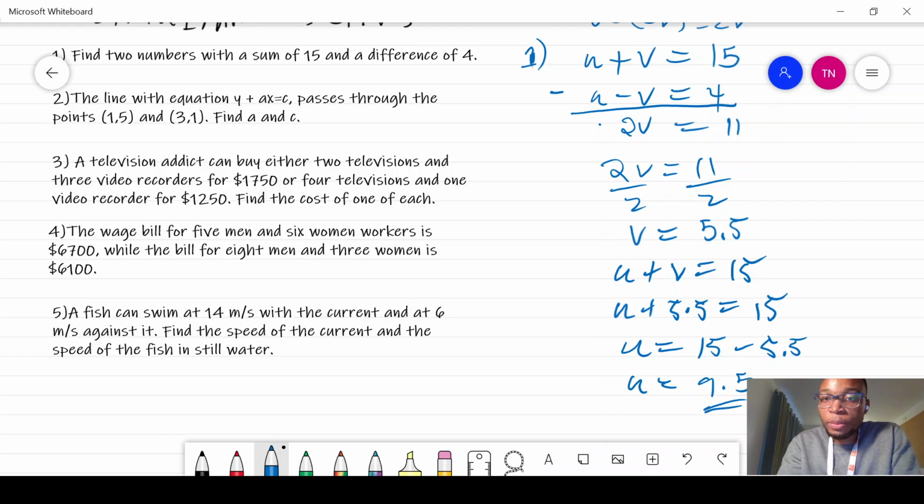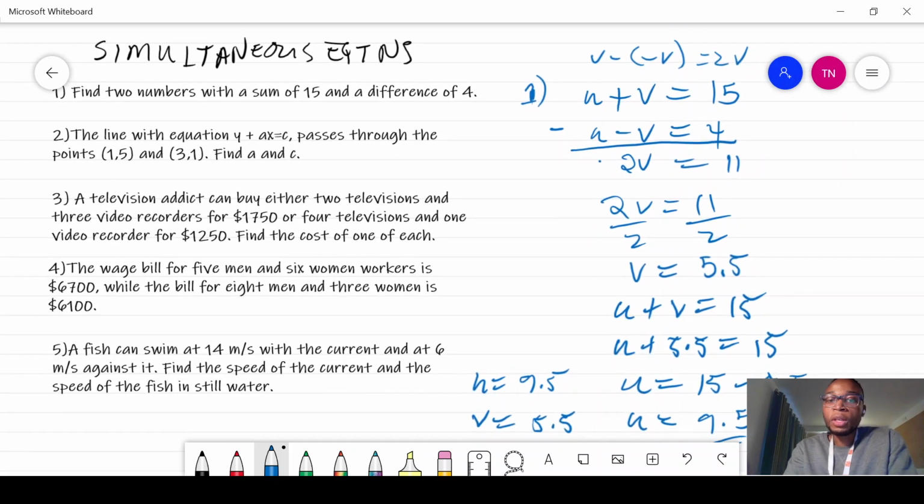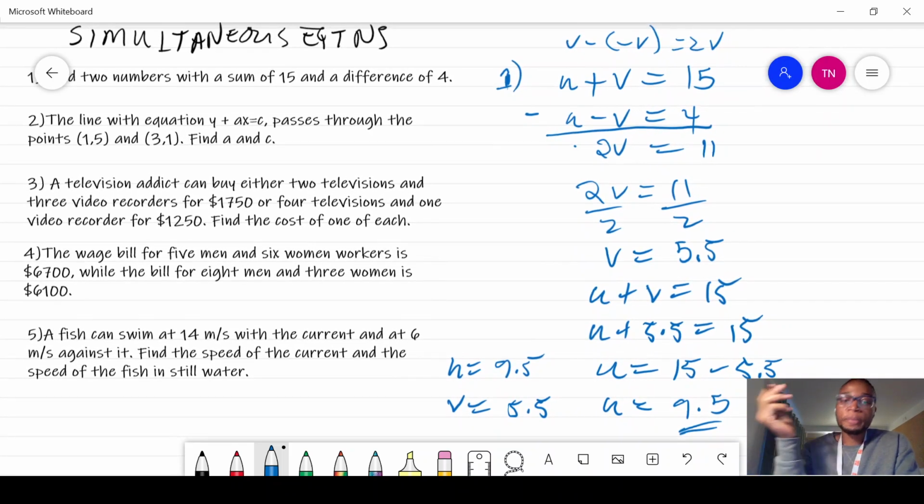So now you have your system of solutions. u is equal to 9.5, then v is equal to 5.5. And you can check it from the equations above. If you add the two numbers, they give you 15. If you subtract them, they give you 4. So it looks okay to me.